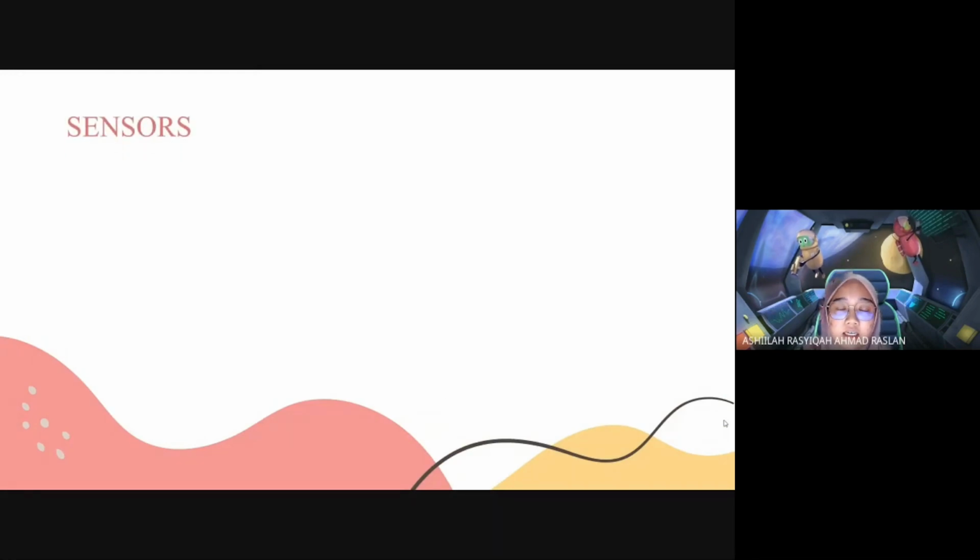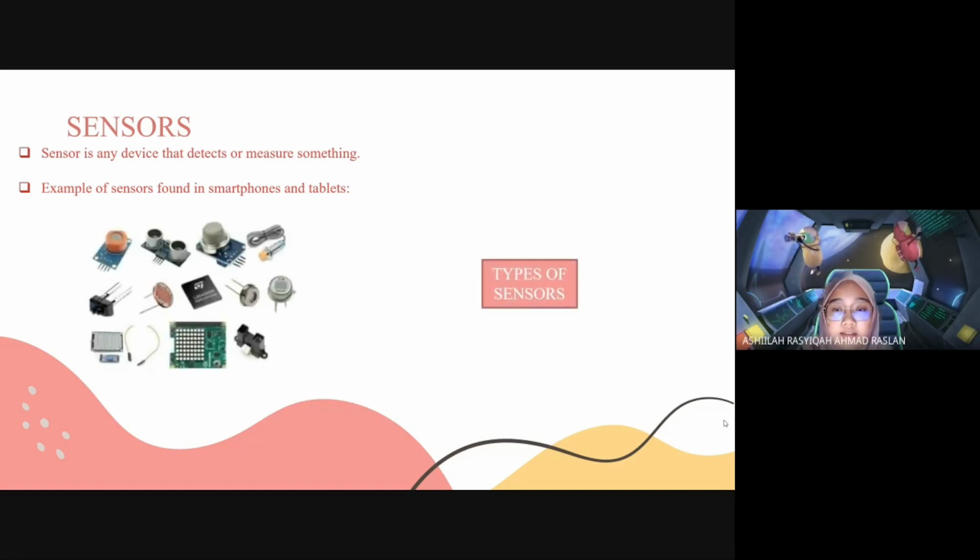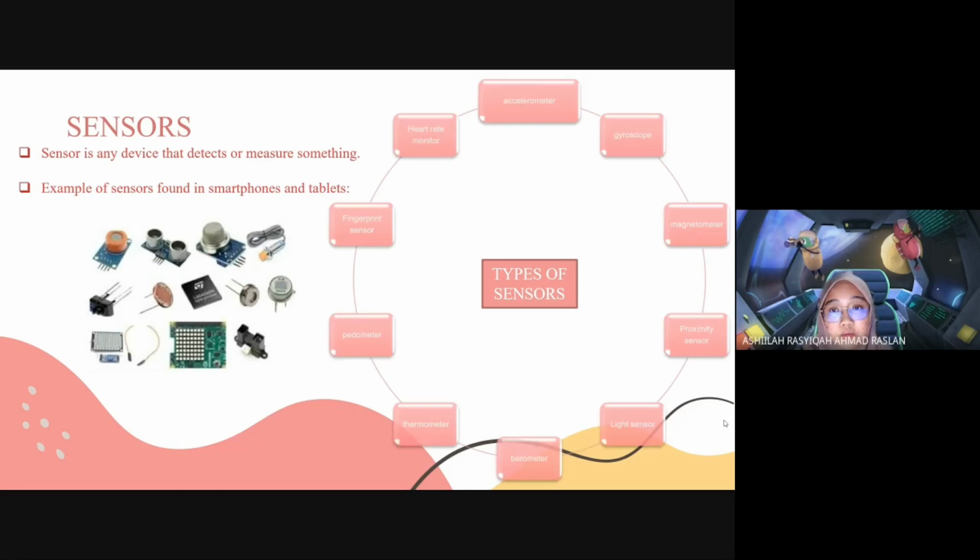The last input device is sensors. A sensor is any device that detects or measures something. Examples of sensors are found in smartphones and tablets. Here are a few types of sensor: accelerometer, gyroscope, magnetometer, proximity sensor, light sensor, barometer, thermometer, pedometer, fingerprint, and heart rate sensor.